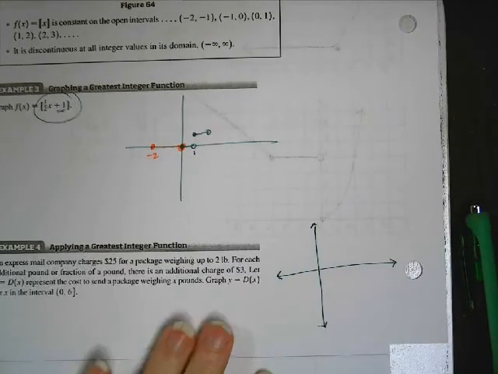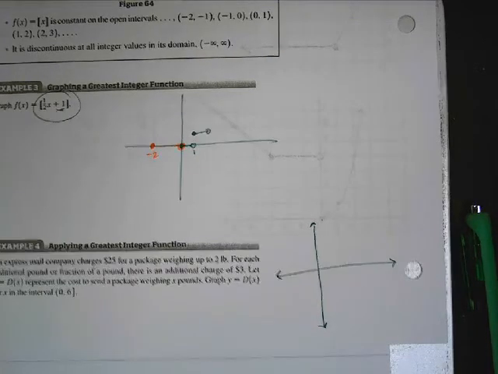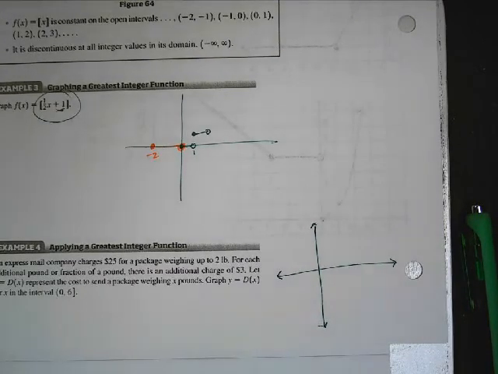All right. I go to the post office and I have a package. No matter what, anything weighing up to 2 pounds, it could weigh 1 pound, it could weigh 1.2 pounds, it could weigh half a pound, it doesn't matter. If it is up to 2 pounds, it is going to cost me $25, no matter what. But for each additional fraction of a pound, they're charging me $3 extra.